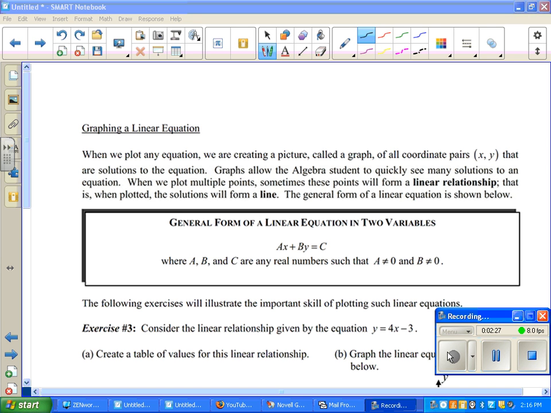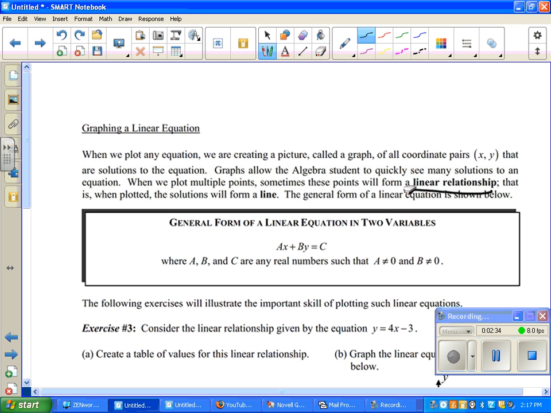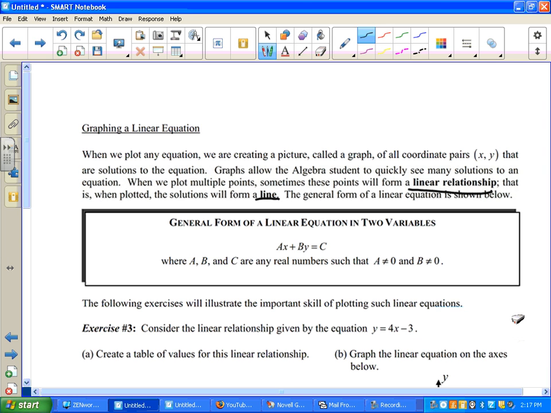When we plot multiple points, sometimes these points will form a linear relationship. That is, when plotted, the solutions will form a line. The general form of a linear equation is shown below.